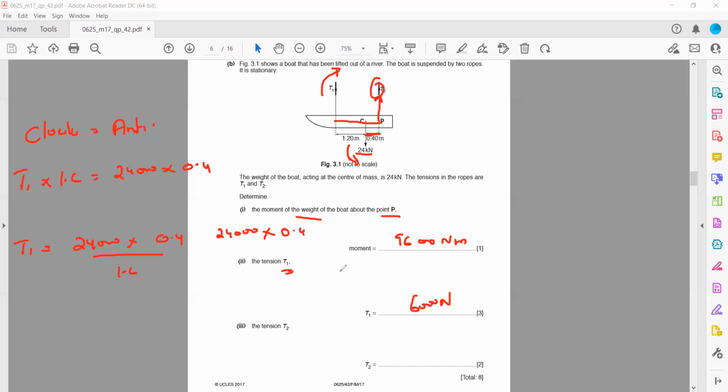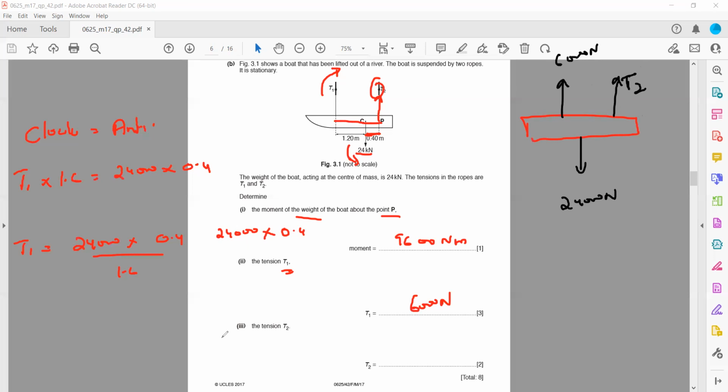Then we want to calculate the value of T2. The upward forces must be equal to the downward force. T1, which is acting upward, is 6,000 Newton, and the weight, which is acting downward, is 24,000 Newton. So what should be the value of T2?